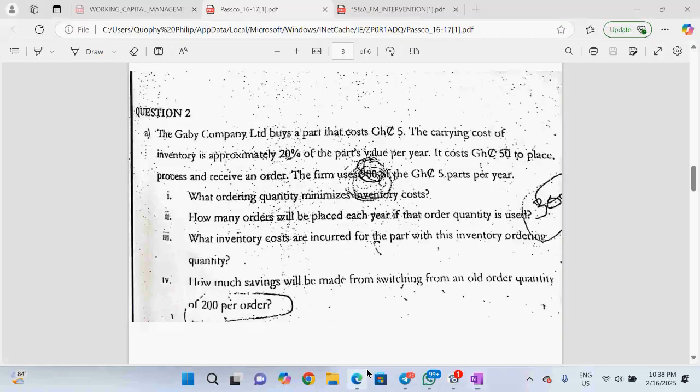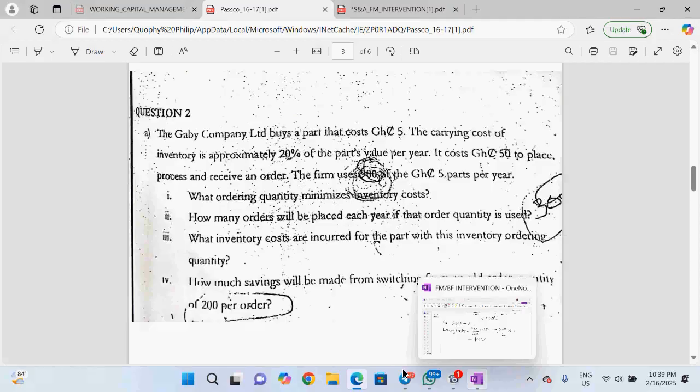Yeah. So the question is asking, look at the question. How much savings will be made from switching from an old order quantity of 200 per unit? You see that initially you were ordering 200, but now you are using the EOQ of 300. So how much are we saving in terms of the cost?